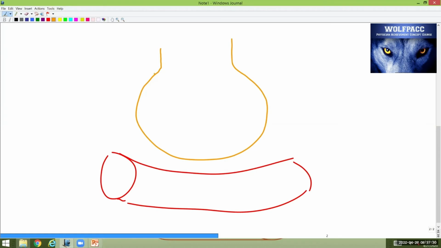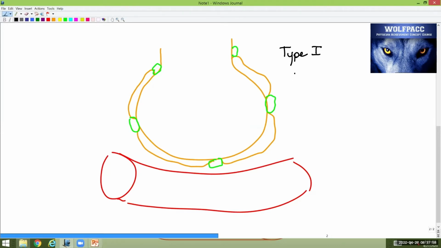Two major cell types. We have one cell type that makes up the majority of the cell wall, and another one that makes up the difference. So we have type 1 and type 2 pneumocytes.